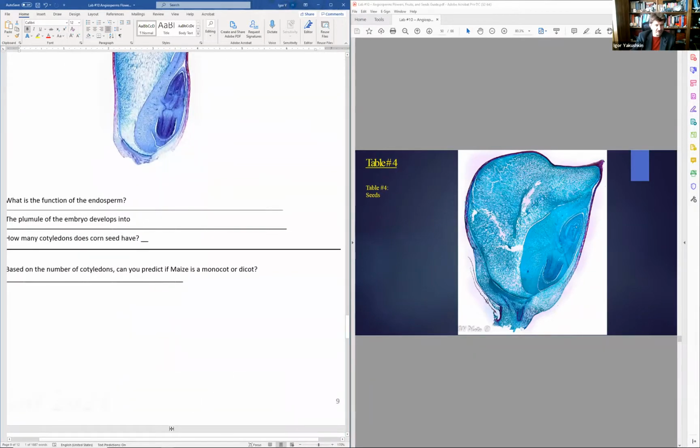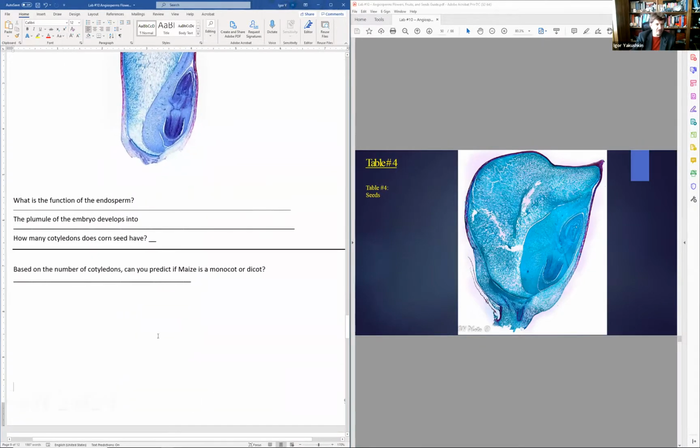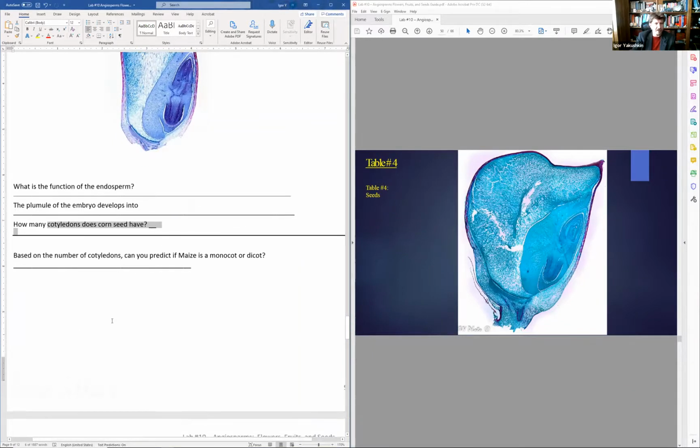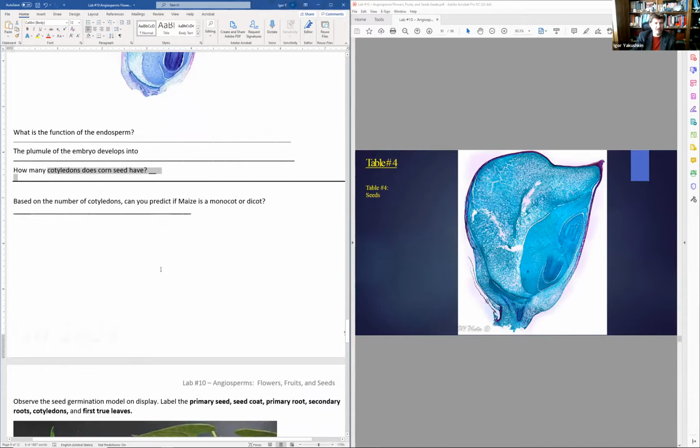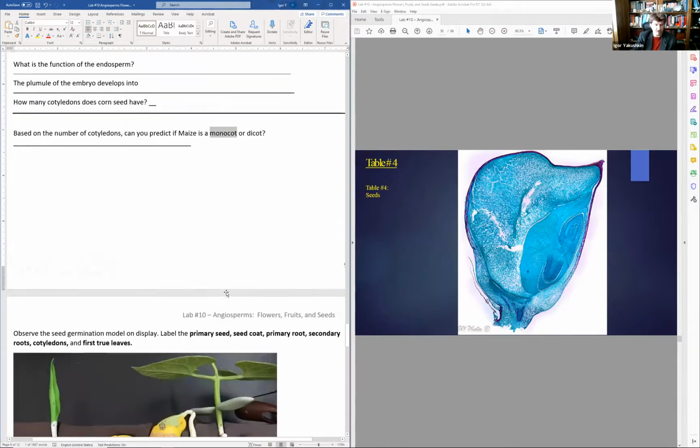What is the function of the endosperm? Food source for the embryo, right? Already talked about that. The plumule of the embryo develops into leaves. How many cotyledons does a corn seed have? Only one cotyledon. Based on the number of cotyledons, can you predict whether maize is a monocot or dicot? Because it has one cotyledon, it would be a monocot.